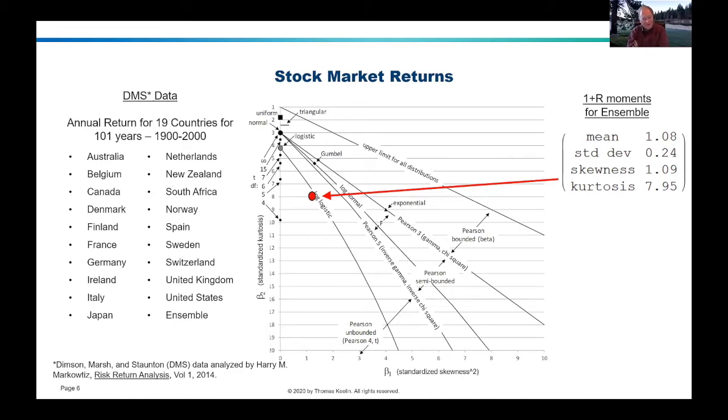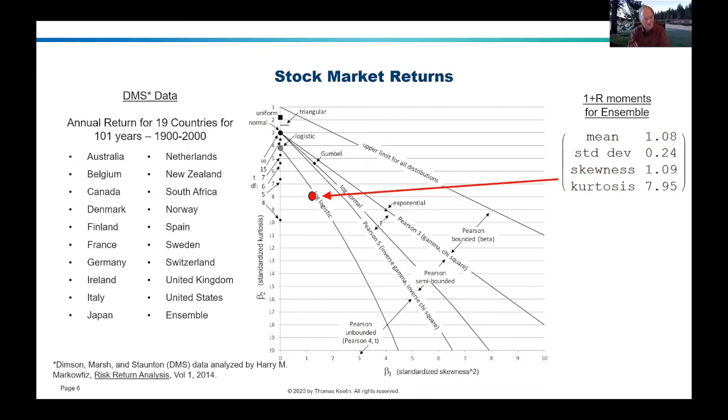This is the DMS data, one of the most famous data sets in all of the world of finance. It's been analyzed for years and years by many researchers, including Harry Markowitz, the Nobel laureate, who published a whole analysis of it in his 2014 book, Risk and Return Analysis, Volume 1. This data is the annual return for the stock market in 19 countries for whom that return was stable and somehow measurable over the years 1900 through 2000.